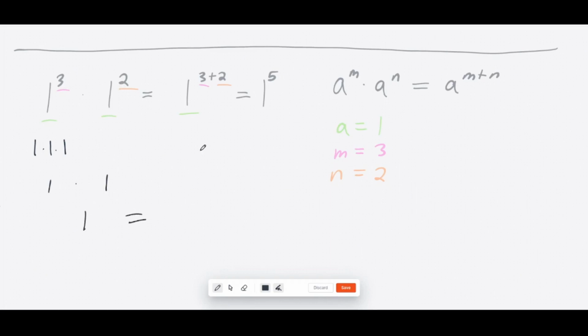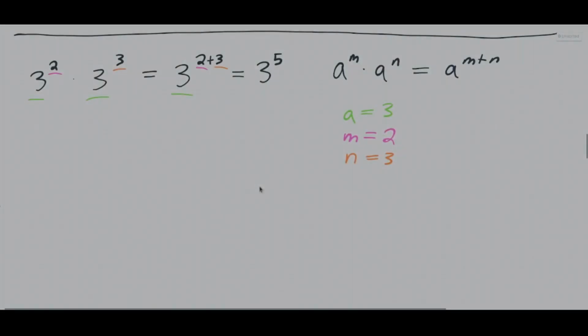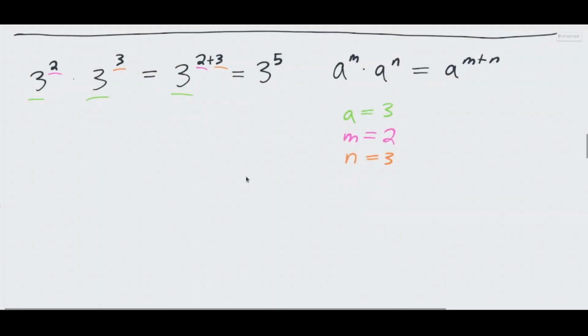And then on the right here, according to this formula, we can just add the two exponents, so 3 plus 2 here to get 5, and we'll just be left with 1 to the fifth power, which is also equal to 1. So here, this checks out as well. You can see that this is also valid.